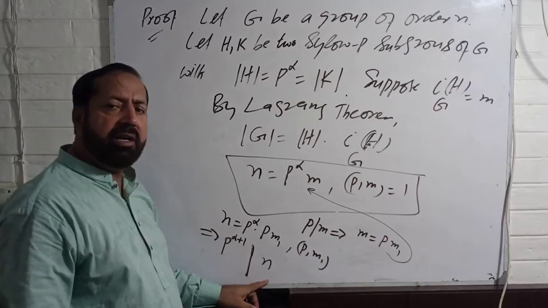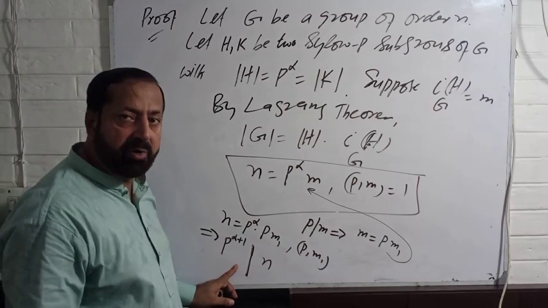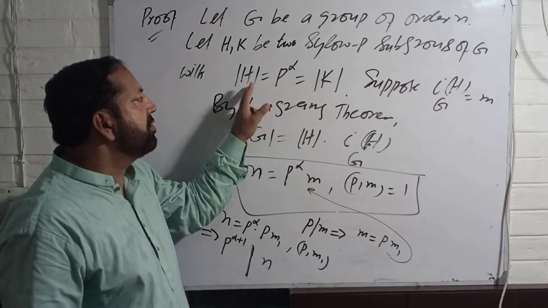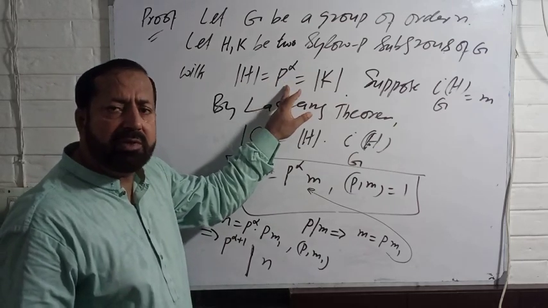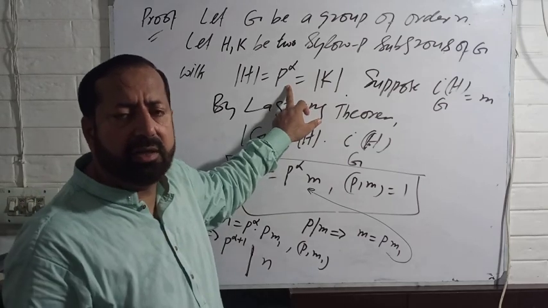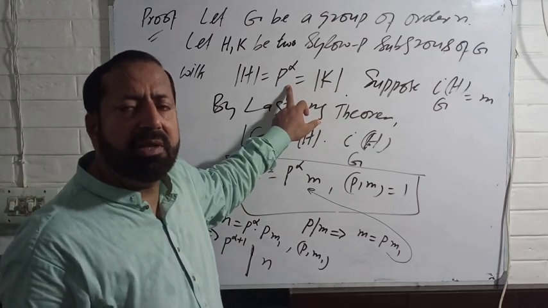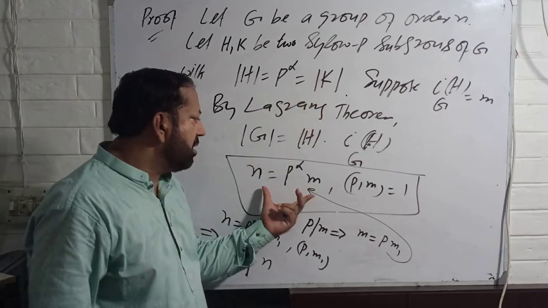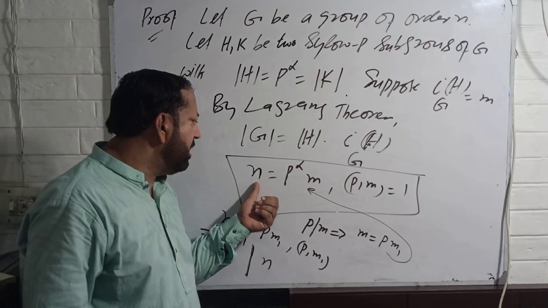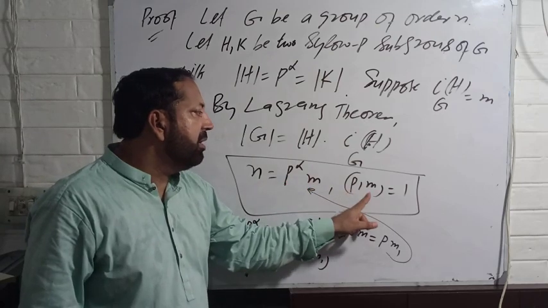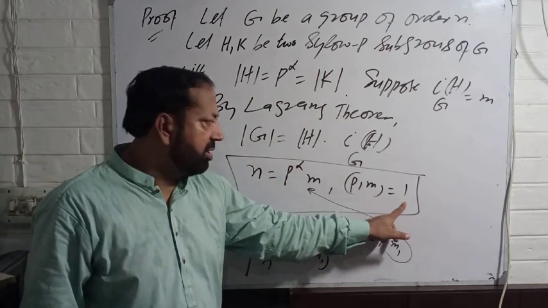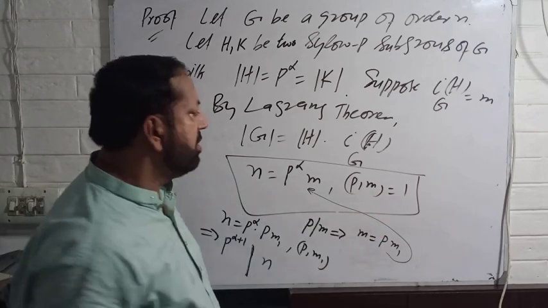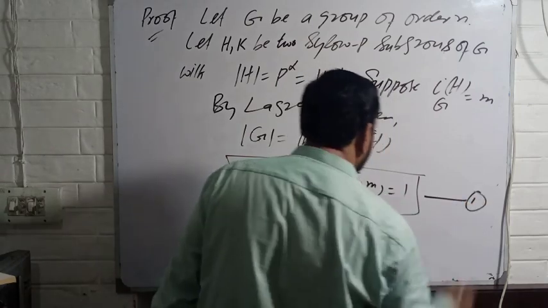and this will indicate that H is not a Sylow P subgroup, because you have supposed that H is a Sylow P subgroup, so order of H is equal to P power alpha. This means that P power alpha is a divisor of the order of G, but P power alpha plus 1 and higher powers can never divide the order of G. So that's why by Lagrange theorem, n is equal to P power alpha m, and P and m must be relatively prime to each other. Means that P is not a divisor of m. Remember, this is your first condition, right?